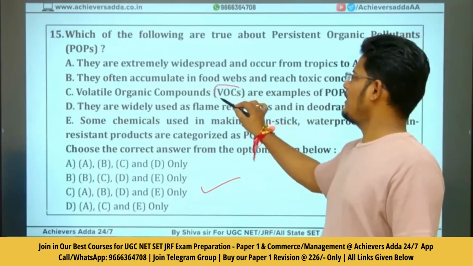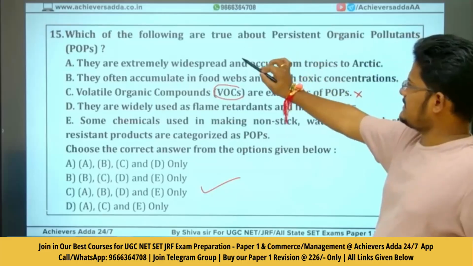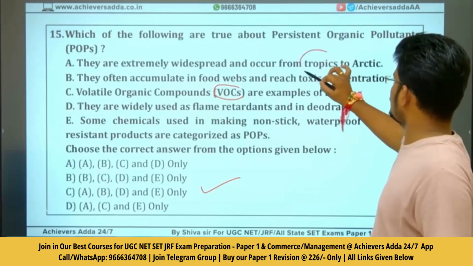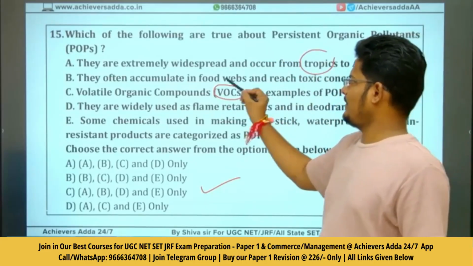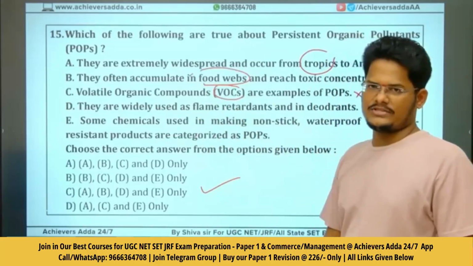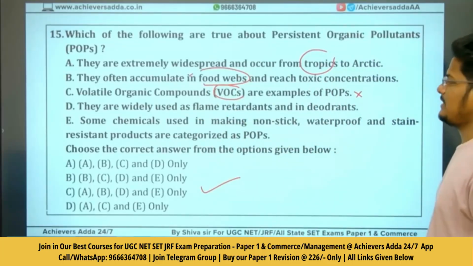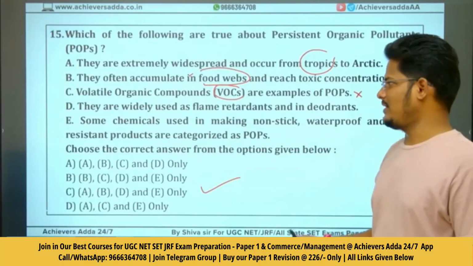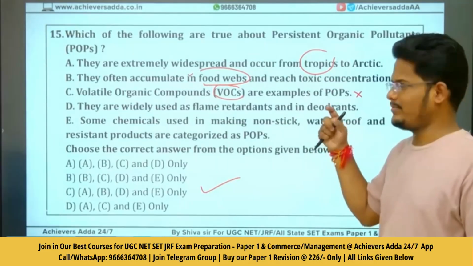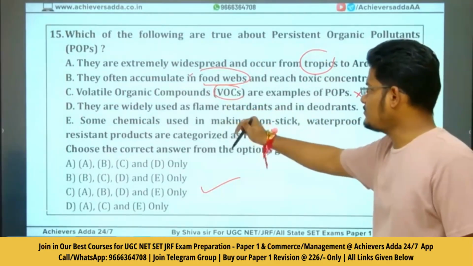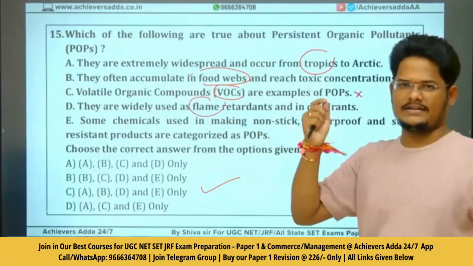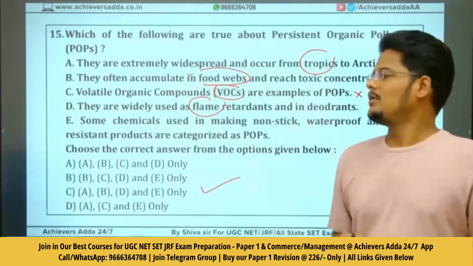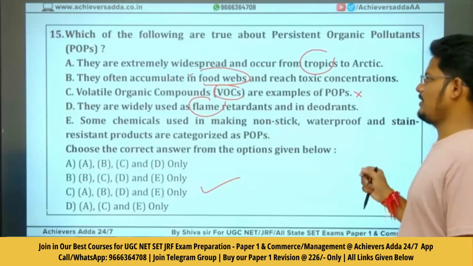VOCs are air pollutants. POPs are extremely widespread, occurring in the tropics and the Arctic too. They often accumulate in the food webs. Generally in the food chain, these POPs will be present and their adverse nature, that is toxicity, will be very high. They are widely used as flame retardants and deodorants.